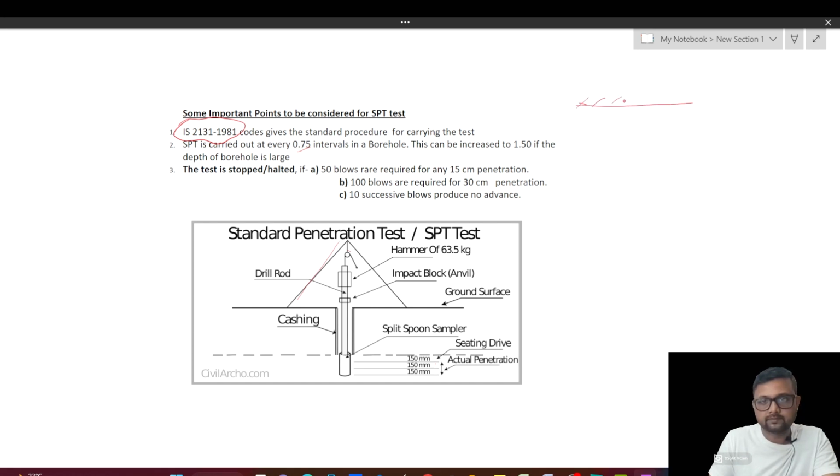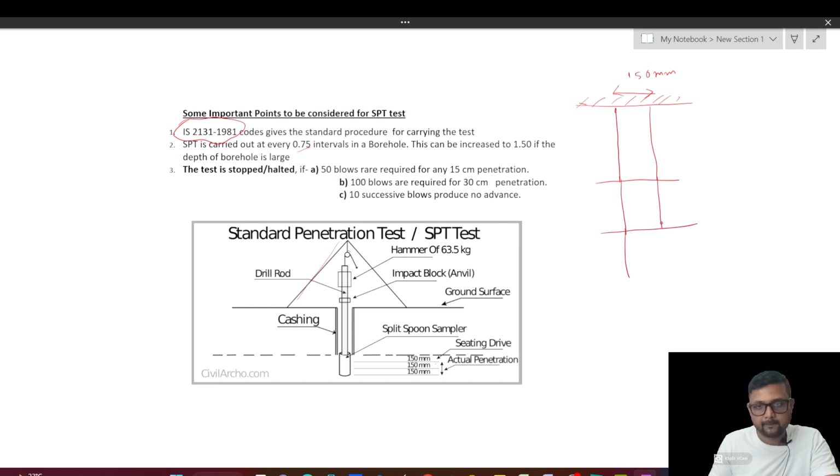This is the ground level, and you make a hole. Suppose normally this hole is 150 mm, and you want to perform the SPT test at these three levels, 1, 2, 3. We will carry on just to make you understand. I am taking only these three levels, 1 to 3.